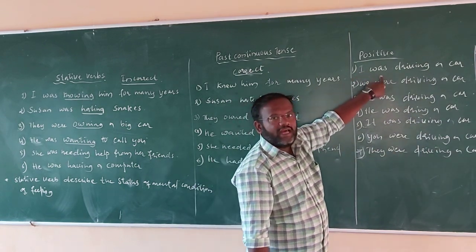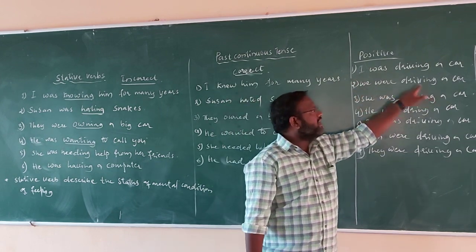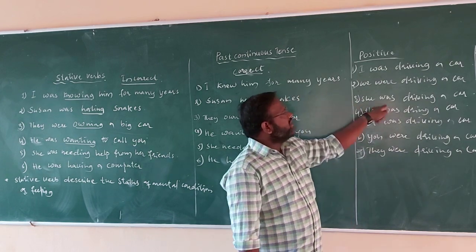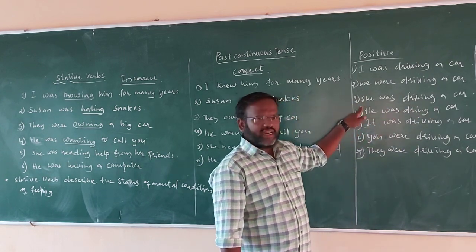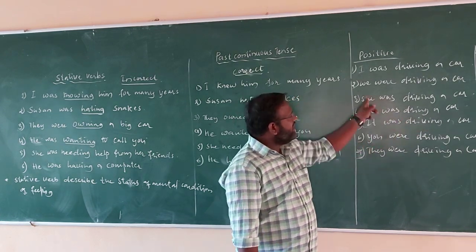I was driving a car. Was I driving a car? Question mark. Next up. We were driving a car. Were we driving a car? Question mark. She was driving a car. Was she driving a car? Question mark. He was driving a car. Was he driving a car?